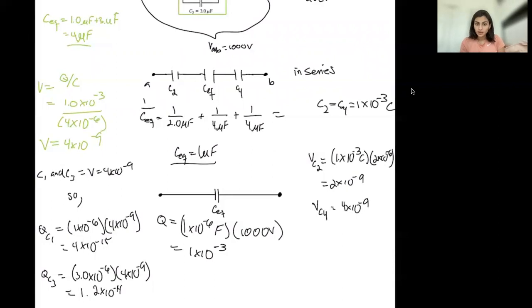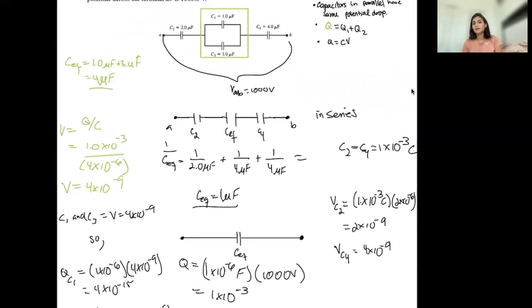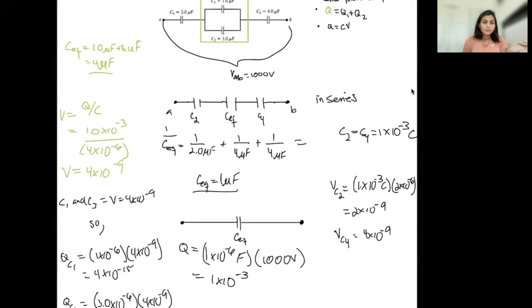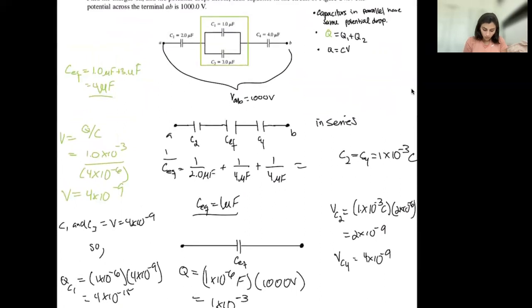Now, with the big one, the one that we've condensed, we know that capacitors that are in parallel have the same voltage drop. They share the same voltage drop. This is important because we can just find the voltage for one and we'll have the voltage for all of them. So let's move from this step to this step. Let's go here.